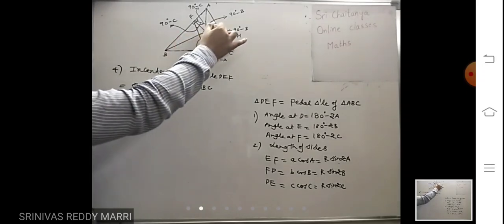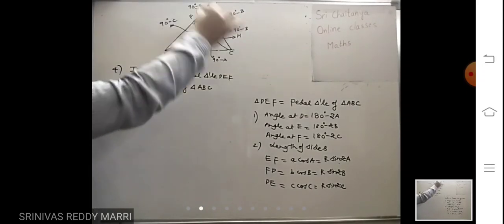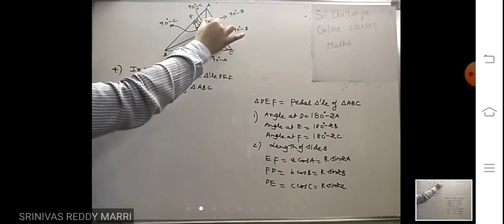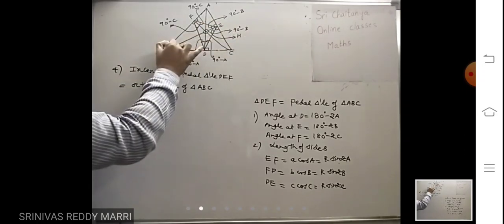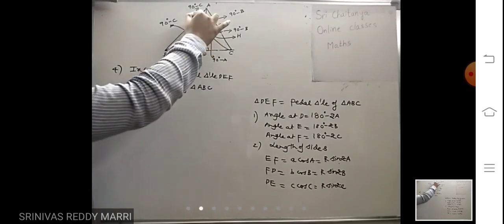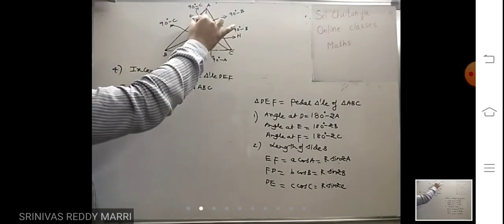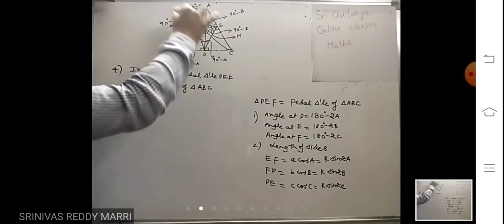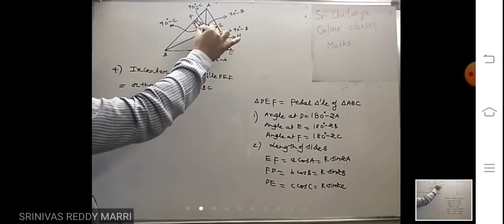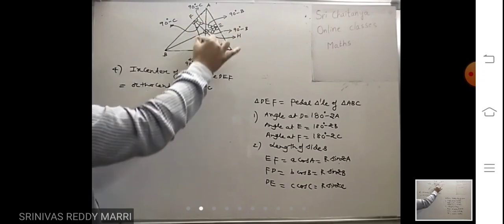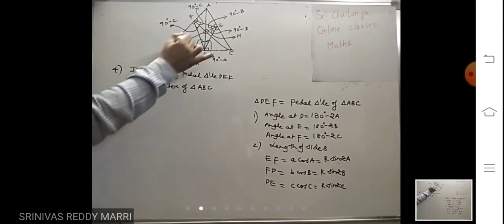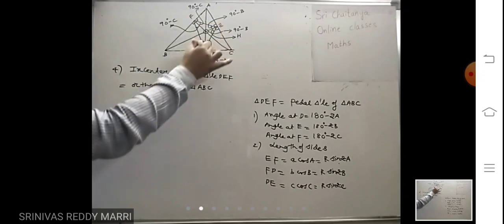Next, this BE line. BE is the altitude to CA, but it is bisecting angle E. Look here, this is 90 minus B, and this is 90 minus B. So the BE line will act as the angular bisector of angle E. Now look at this CF line. The CF line is dividing the angle into two parts, so it will act as the angular bisector of angle F. Now the same point H is the intersection point of the angular bisectors in triangle DEF.